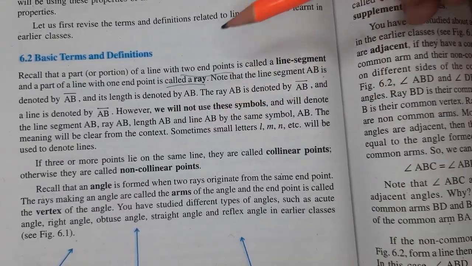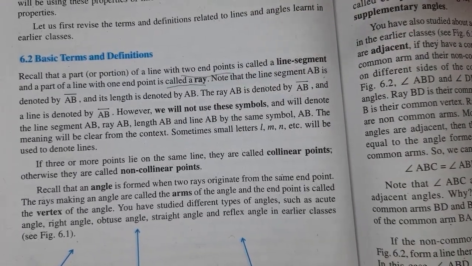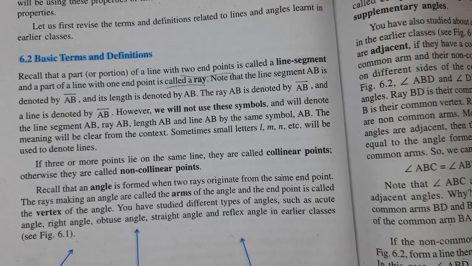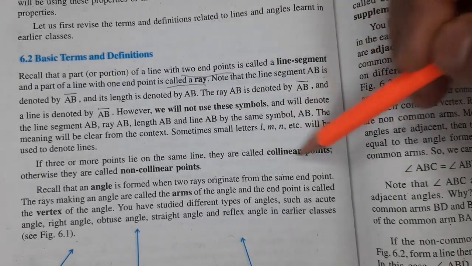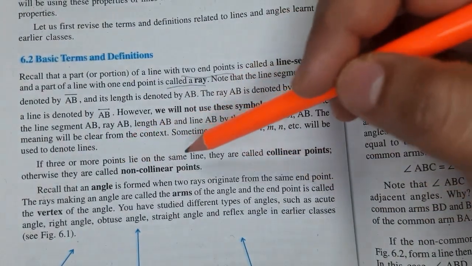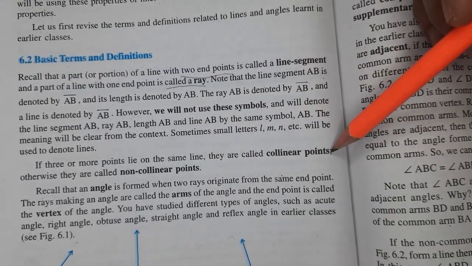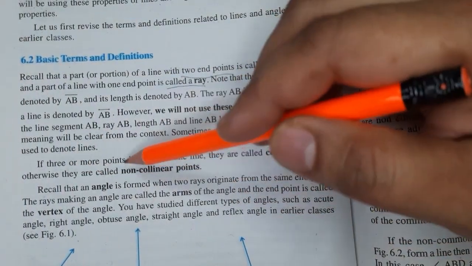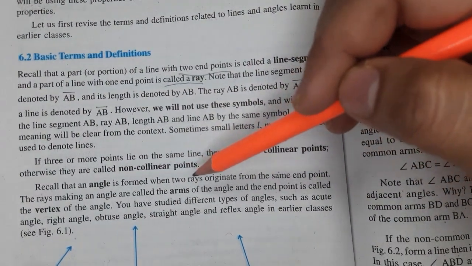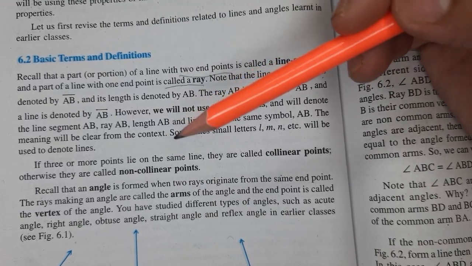So all these symbols we sometimes use, sometimes don't use. Most of the times we don't use them, we write that in words. Now talking about collinear points, if you have three or more points which are on the same line, then they are called collinear. If not, then they are called non-collinear points. So these are definite basic definitions which one should know.